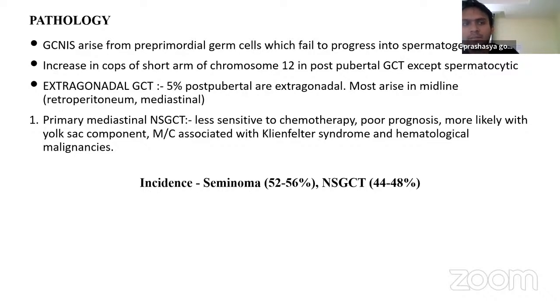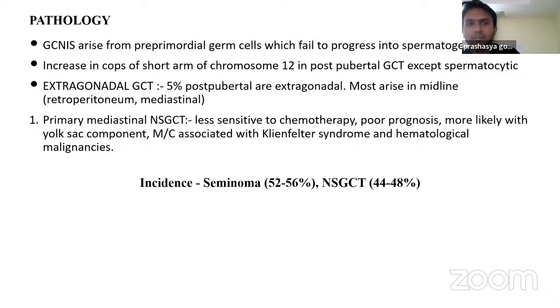An important thing about the primary mediastinal non-seminomatous germ cell tumors is that they are less sensitive to chemotherapy, have poor prognosis, and are more likely to have a yolk sac component. And they are also more commonly associated with Klinefelter syndrome and hematological malignancies. Primary mediastinal seminomas behave similar to testicular tumors.